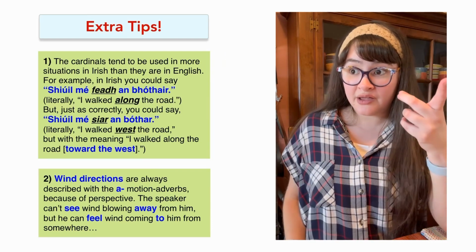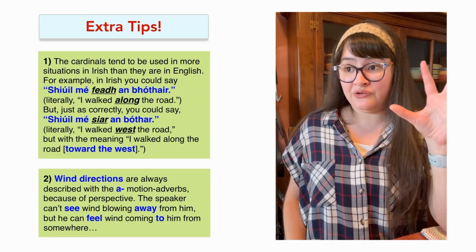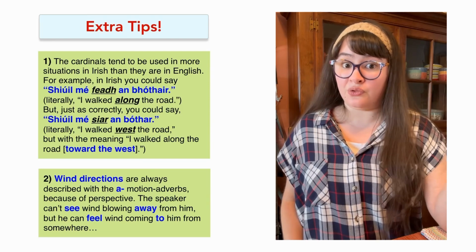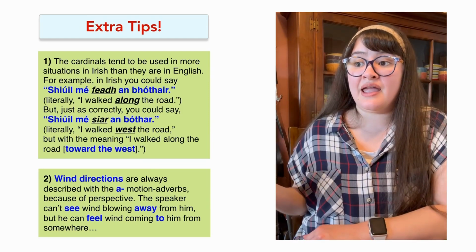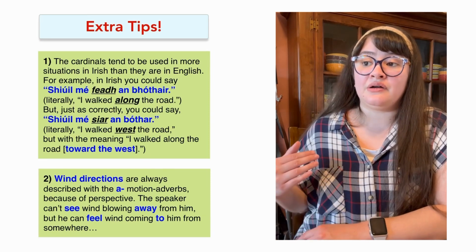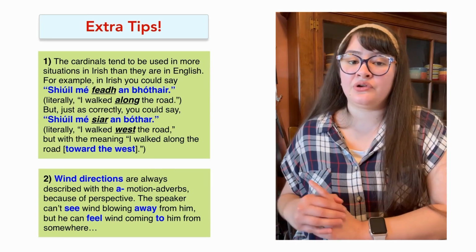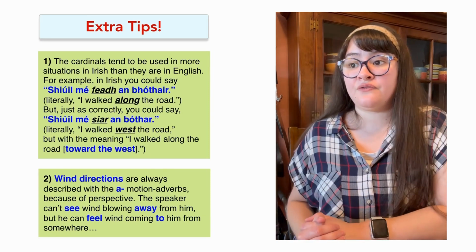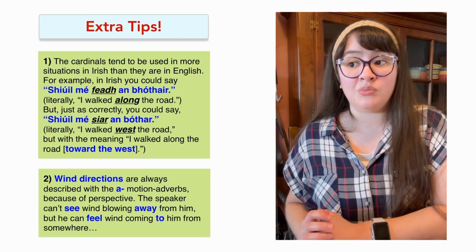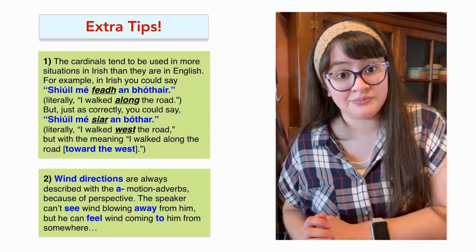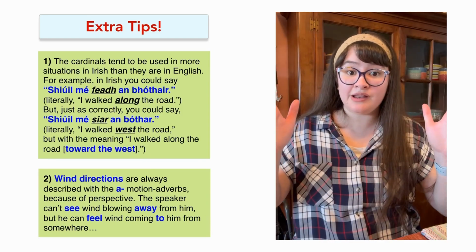And just real quick, if you're wondering about the two different versions of the word for the road in the previous two examples, an wohe and an bóthar are different because after the preposition fáil, you want to use the genitive of an bóthar, which is a wohe. But that ain't what we're talking about today.